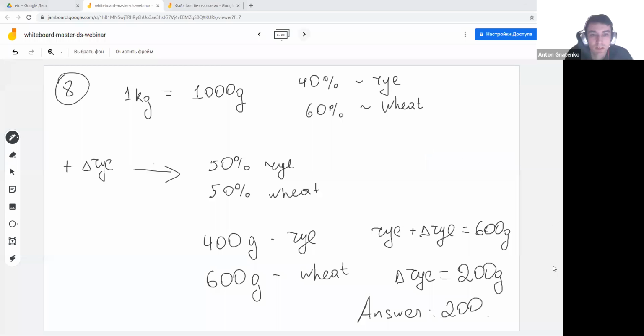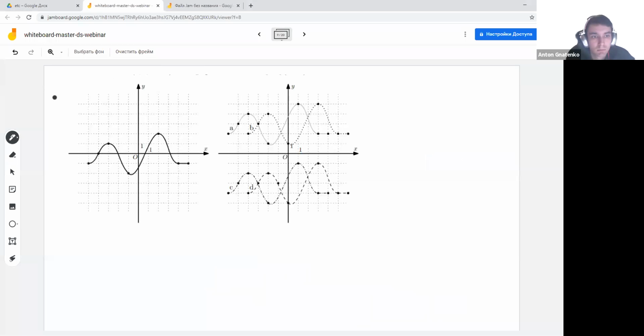So let's move on then to problem number 9. In this problem, we have two pictures. On the first picture, there is a graph of some function, y equals f of x. While on the second picture, there are 4 different graphs. And we are asked to find the one which is the graph of another function, which looks like this: f of x plus 1, minus 3.